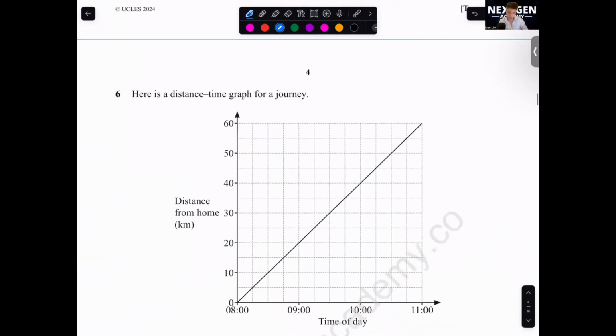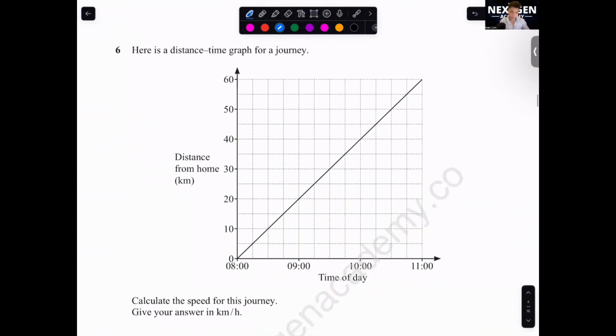Okay, let's go to question 6. Here is a distance time graph for a journey. Calculate the speed for this journey. Give your answer in kilometers per hour. Okay, what do we need to calculate for speed based on a distance time graph? What represents speed over here? Anyone? Where can we find the speed for a distance time graph?